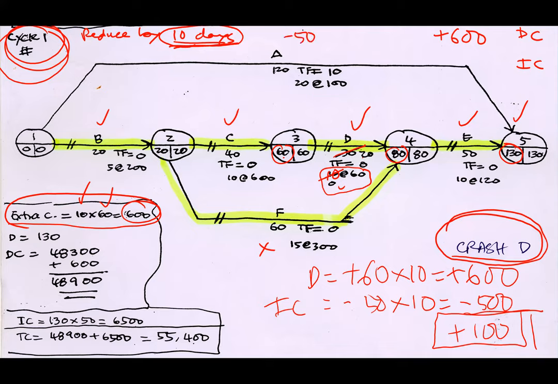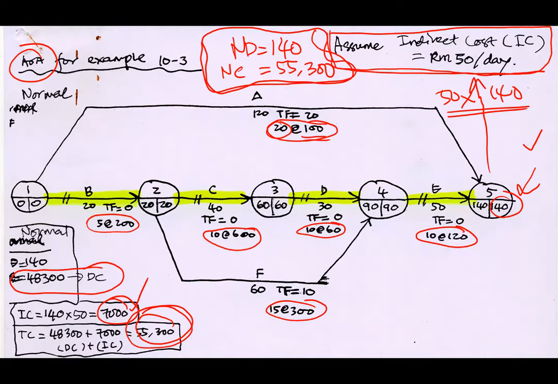50 is the reduction times 10, equivalent to minus 500. Minus 500 meaning the reduction in indirect cost. So the net is only 100 ringgit. 100 ringgit from what? From the previous total cost.